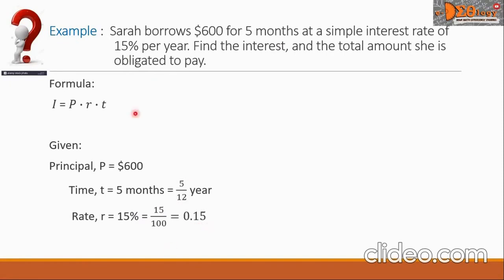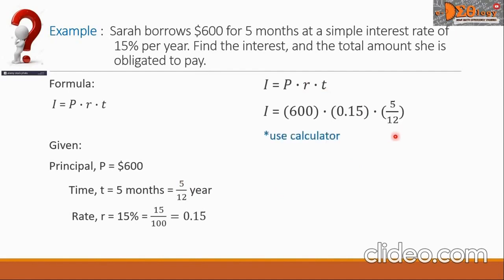And then let us now solve our interest using our formula here. Writing our formula on this side, let us do the substitution respectively. So this P here now becomes 600 times the R, which is 0.15, times T, and that is 5 over 12. Let us use our calculator, and the value of interest is 37.5, and this is in dollars.